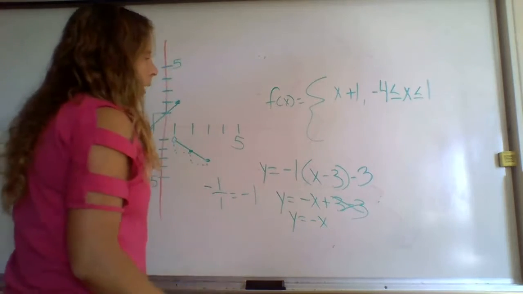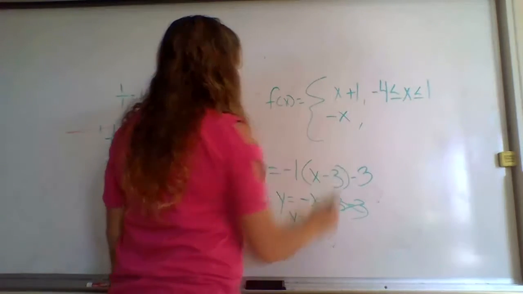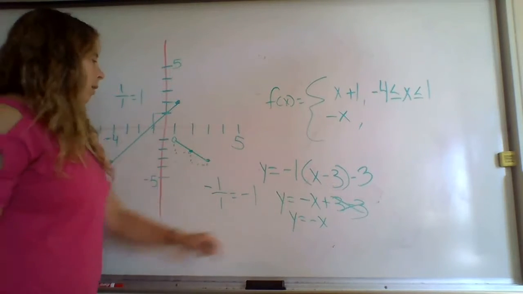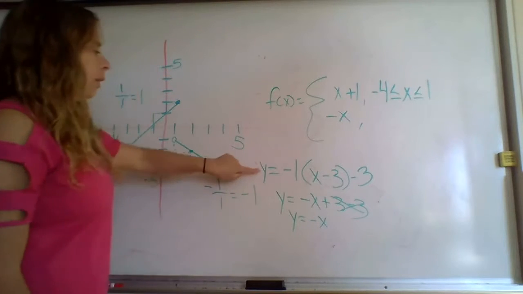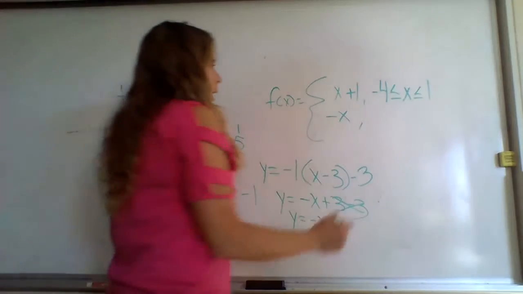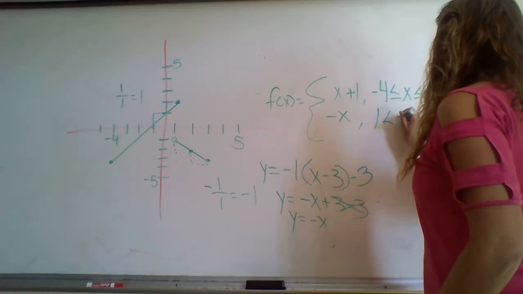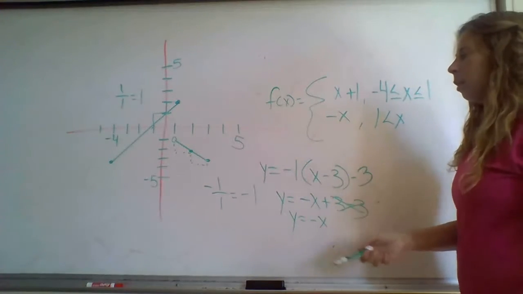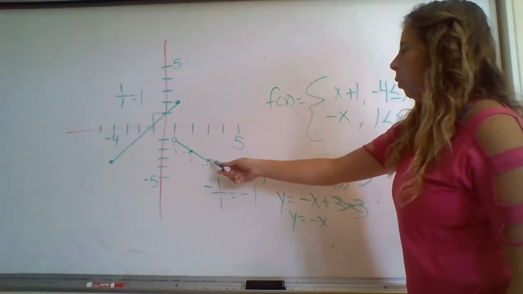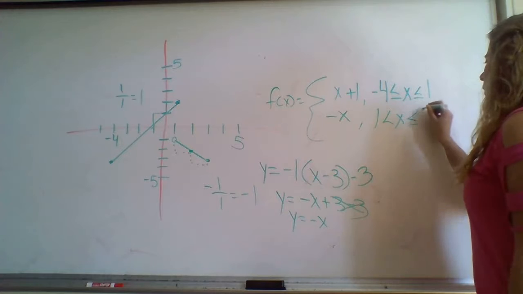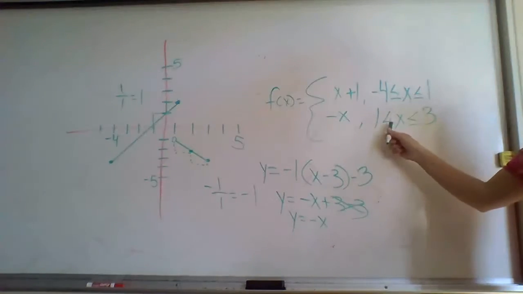So this one is y equals -x, because it's going to cross your y-axis at 0. But like I said, if you leave it in point-slope form, that's okay. So then that one is true for x is greater than 1. There's a hole there, so it's not equal to 1. And then it goes to 3. So those would be your piecewise functions. Okay?